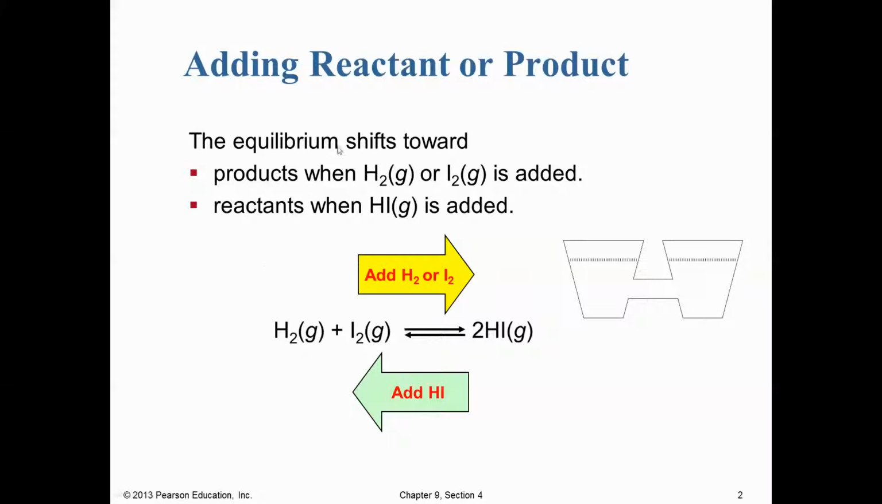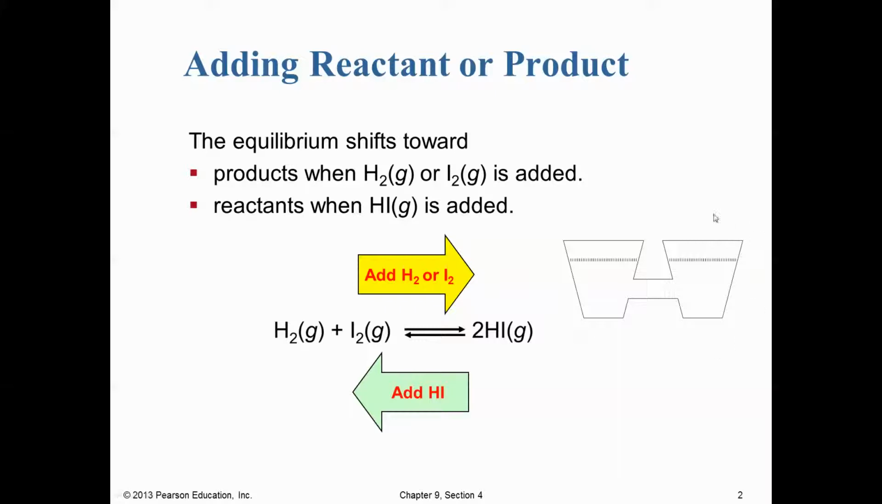So starting out with adding more of a chemical. If we add more of a chemical, let's say more reactant, in this case either hydrogen or iodine, we're going to use up the extra reactant and shift towards the right and make more product. So again, to reestablish balance, we have to use up the excess reactant and form more product.